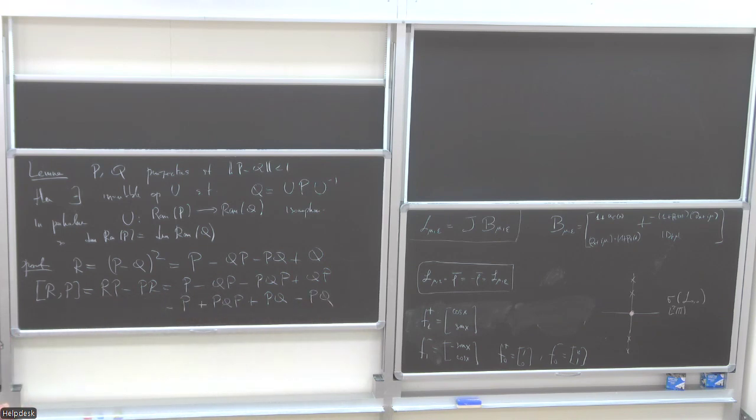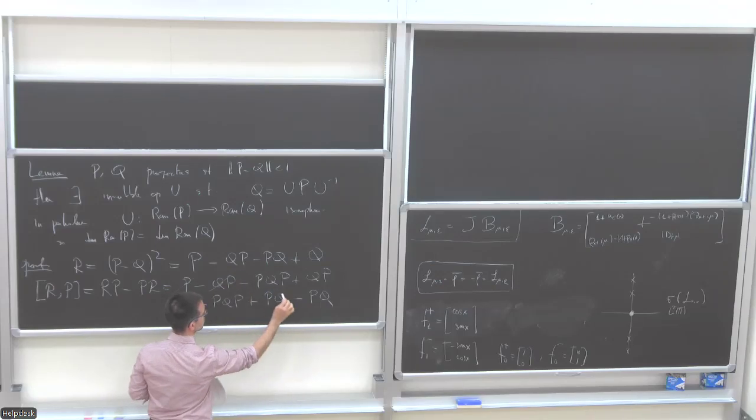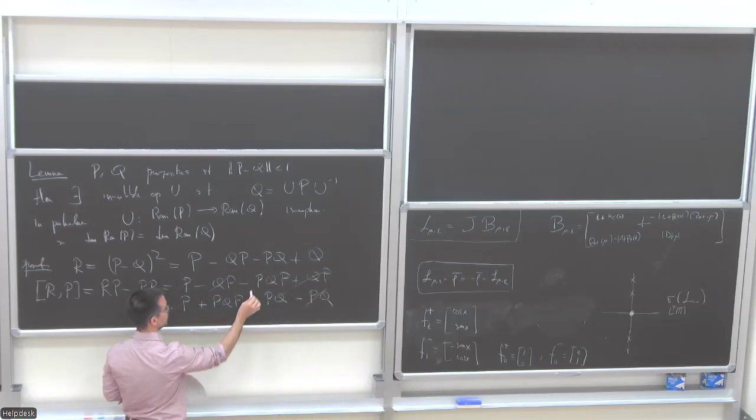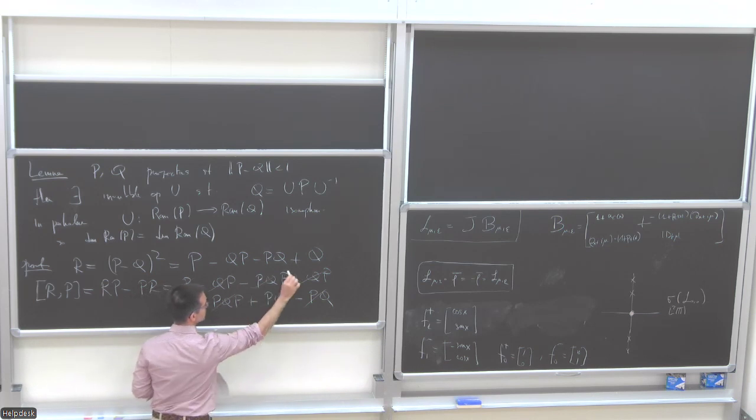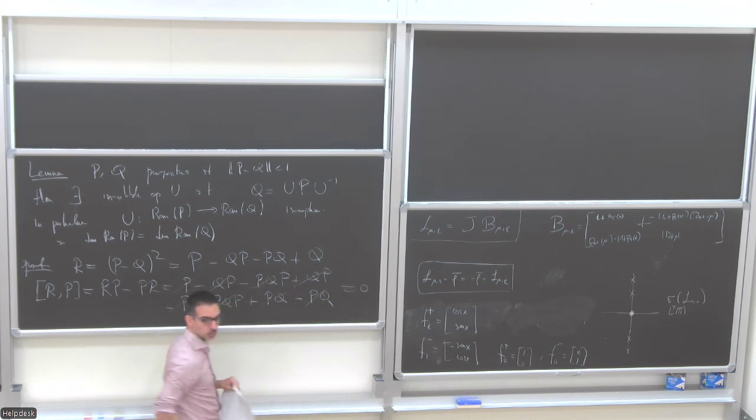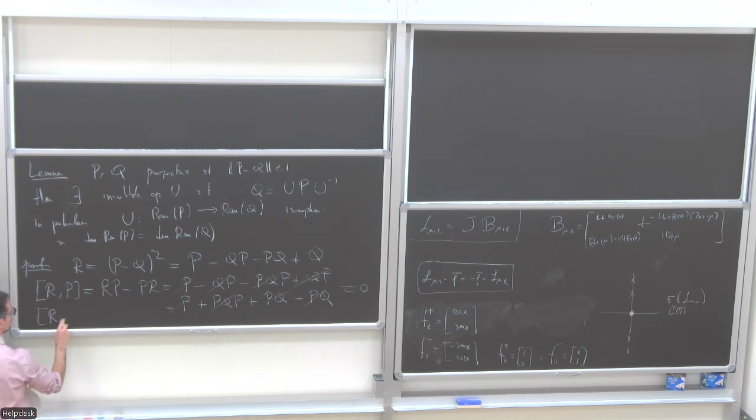And so if I didn't make mistakes, this cancels, minus QP plus QP, plus PQ minus PQ, minus PQP plus PQP. So R commutes with P, and the same computation tells you that P commutes also with Q.